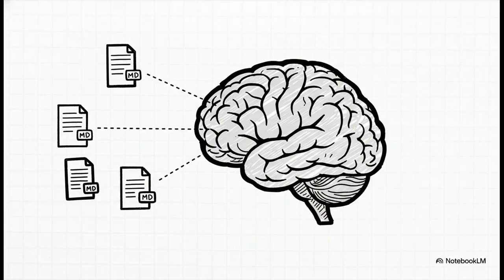And how do you give it that personality? Well, you don't need to be some master coder. The agent's entire brain, its identity, its memories, its instructions, is all built from a collection of simple text files. And that's a big deal because it makes customizing your agent incredibly accessible to, well, just about anyone.